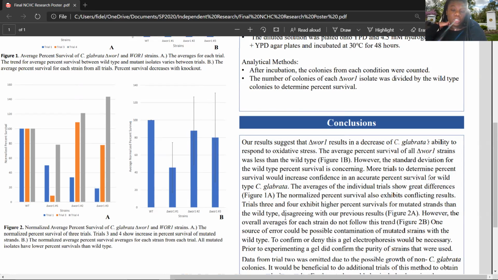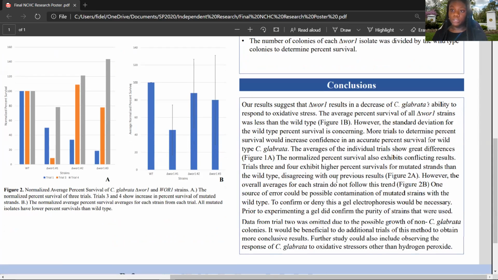One possible reason for this change in the trend could be that in that last trial, the isolates were contaminated with the wild type strain. And one way to confirm or deny this would be to use gel electrophoresis. But I did want to point out that before performing our experiments, we did use gel electrophoresis to confirm that the isolates were what they were.